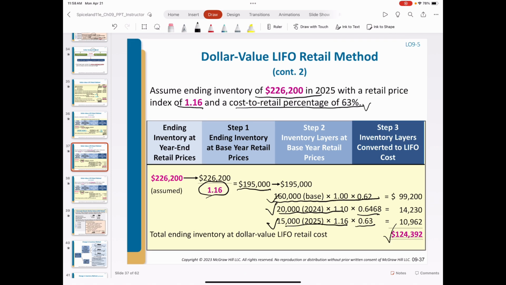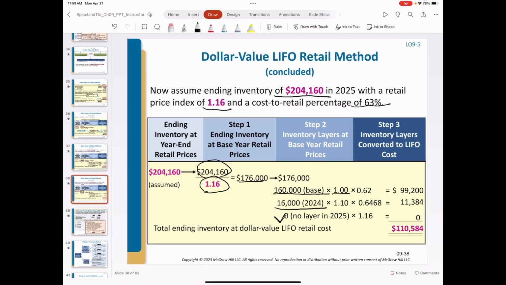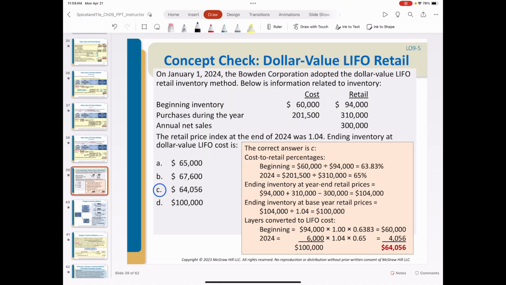And also 4,000 inventory in the layer of 2024 was also sold. That's why it reduced from 20,000 to 16,000. Then we keep applying the price index of each year or each layer and the cost to retail ratio to each layer. Then we get the cost of ending inventory. For this example, we need to apply the LIFO retail methods.